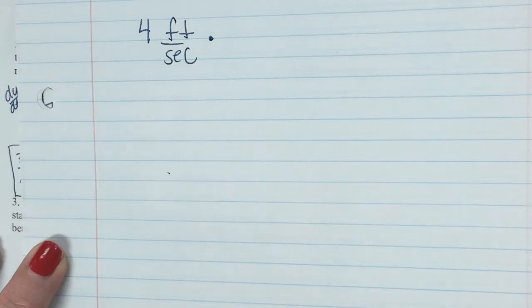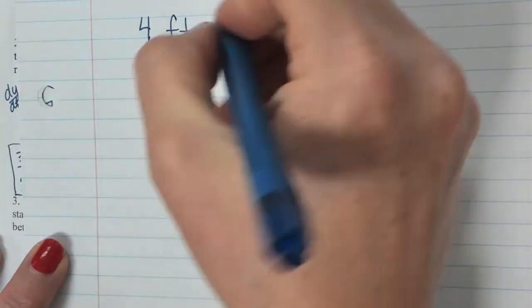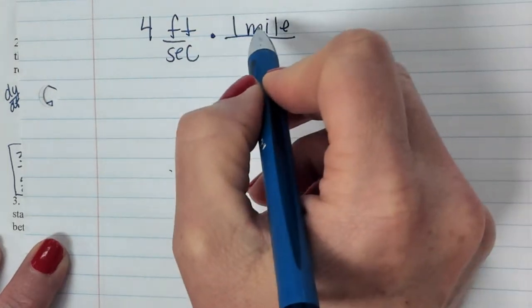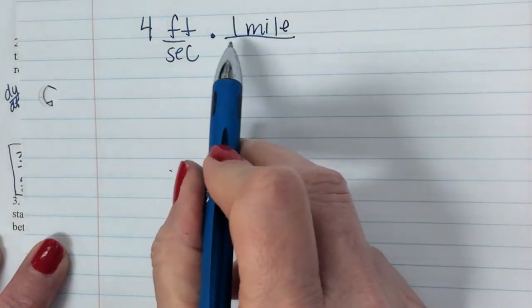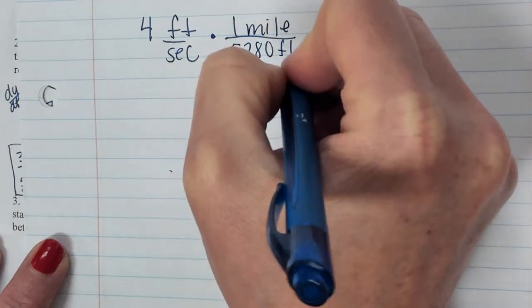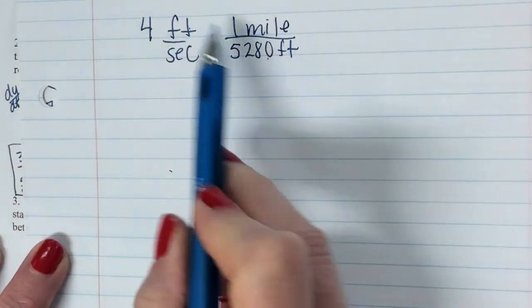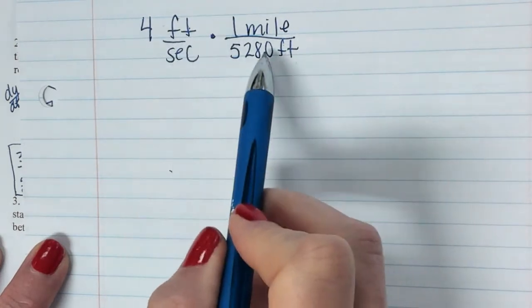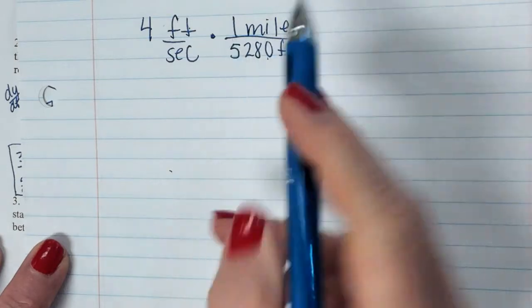Anybody know? I want to get a mile. Instead of having feet, I want to get a mile. Well, I don't really want to multiply. I have to divide by it. The reason why is because I want the feet to cancel out. So if I do that, now my feet will cancel, so I'm really just multiplying by 1.